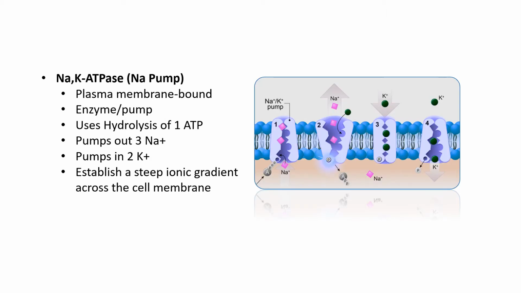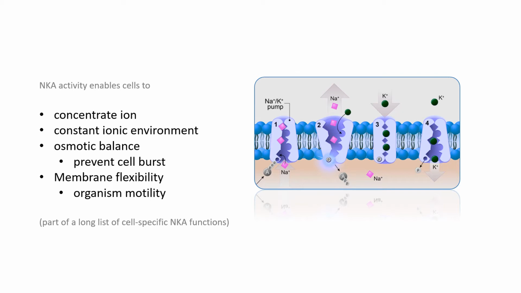So sodium potassium ATPase is a plasma membrane bound enzyme or pump which hydrolyzes one ATP to pump 3 sodium out and pump 2 potassium into the cell. And by doing so, it establishes a steep ionic gradient across the cell membrane. By sodium potassium activity, the cell is enabled to concentrate ions. It also helps the cell to have a constant ion environment. It regulates osmotic balance in the cell and prevents cell burst.